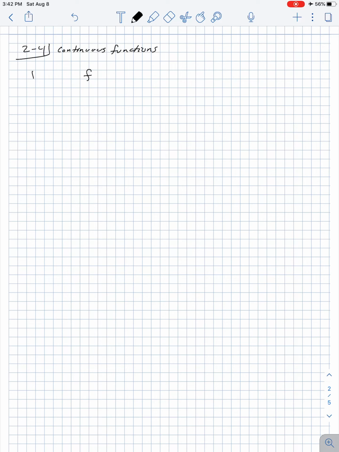So let's define continuous. F is continuous at a point C if these three things happen. F of C is defined. C is our point.